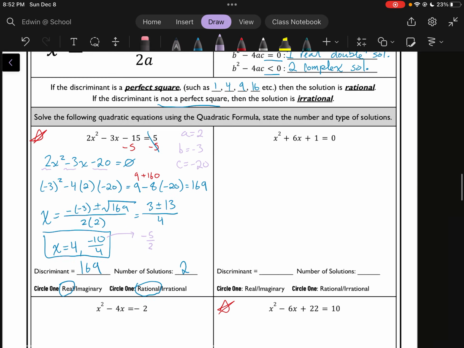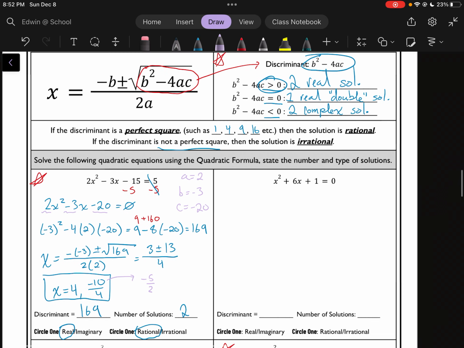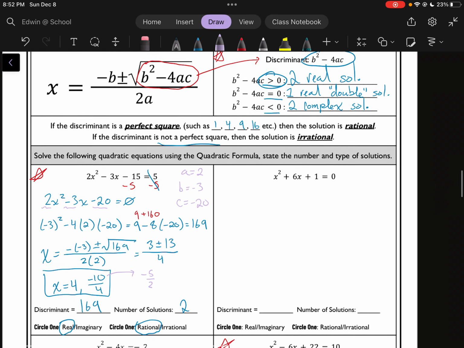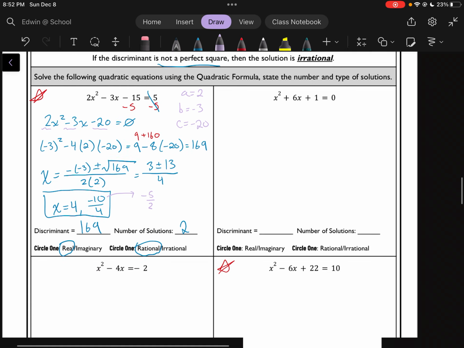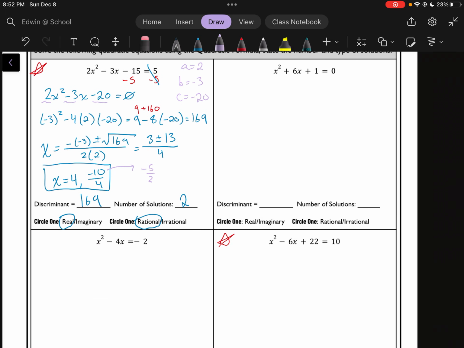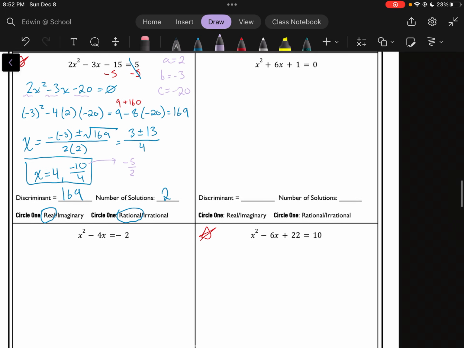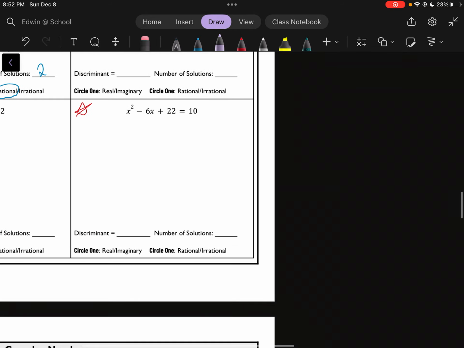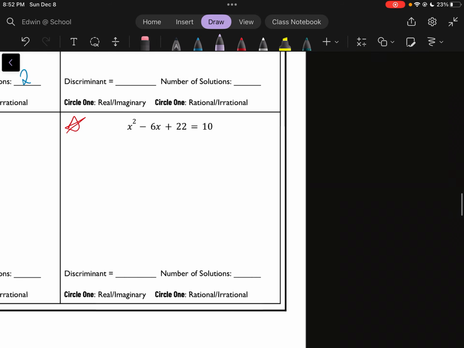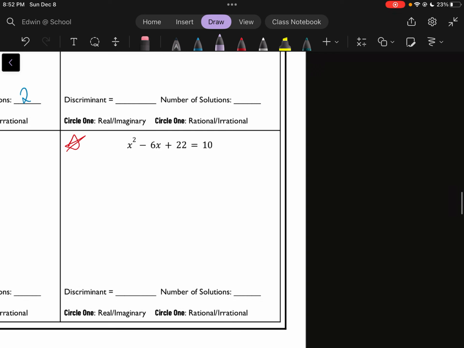So it's pretty simple. It's just a matter of using the equation and using these facts in the top right. The discriminant value dictates the types of solutions that we'll have for our equation. So now that we figured out that one, let's check out this bottom right one. So x squared minus 6x plus 22.